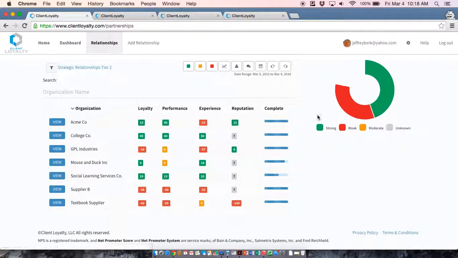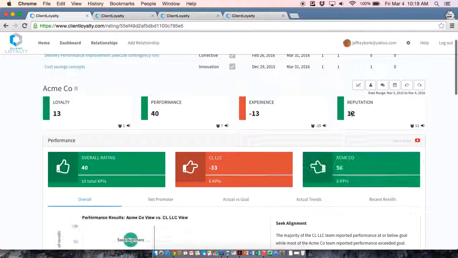Aside from that, I can go to the individual relationships themselves, which you see here. I can look at them in total together and compare, so I can prioritize my limited resources for relationship management, or I can dive into a particular relationship that I'd like to see.